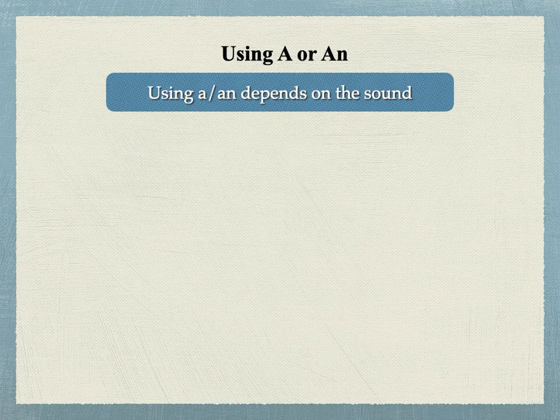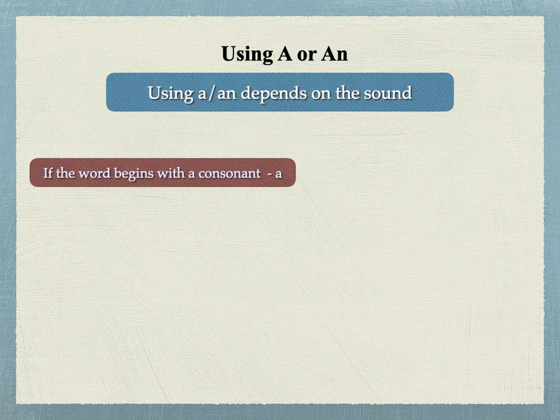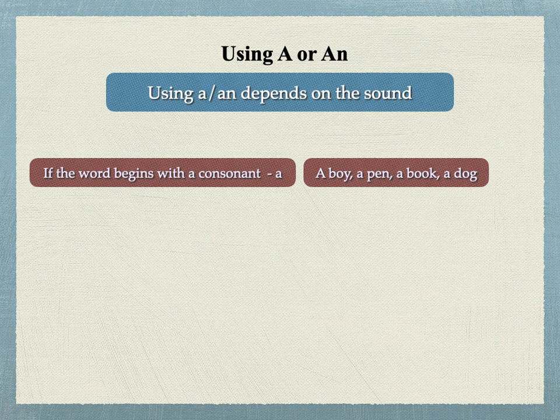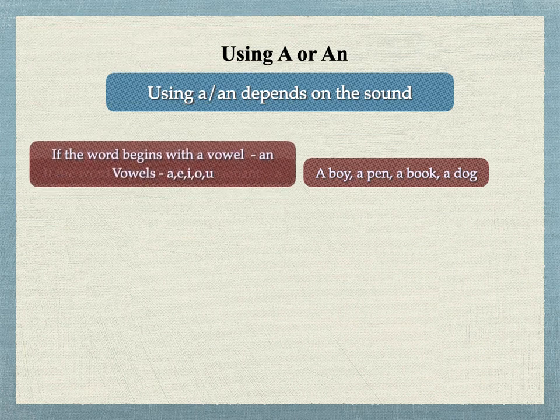Now, using a or an depends on the sound. If the word begins with a consonant, a is used before it. For example, a boy, a pen, a book, a dog. So all these are beginning with consonant sounds. Boy, b sound, pen, p sound, book, b sound again. So before a consonant, you will be using a.